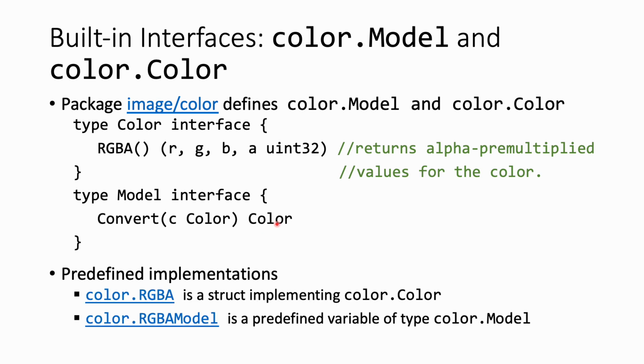There are predefined implementations of these interfaces in the color package. The struct type color.RGBA implements the Color interface. The variable color.RGBAModel is a predefined color of type color.Model.